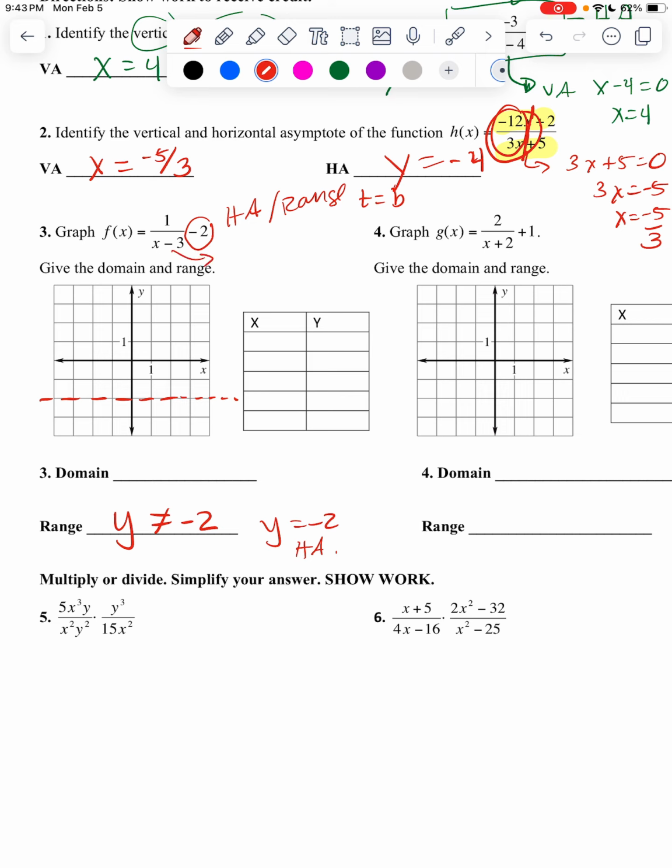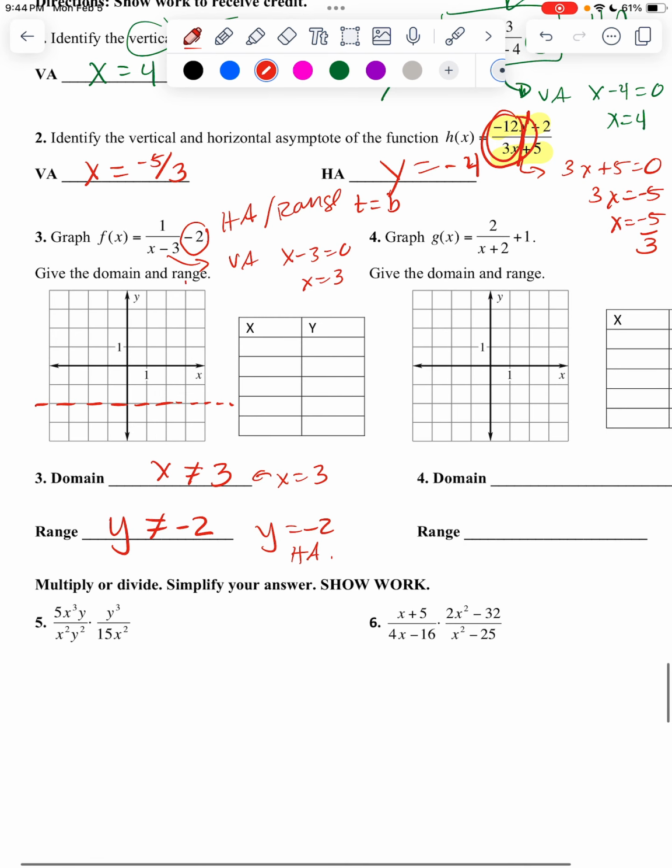The vertical asymptote, again, is going to come from the bottom. So what makes x minus 3 equals 0? And the answer is 3. So I'm going to have a vertical asymptote at x equals 3. So then my domain is x's that are not 3. Because again, they are going to be opposites. So at 1, 2, 3, crossing the x is my other asymptote.